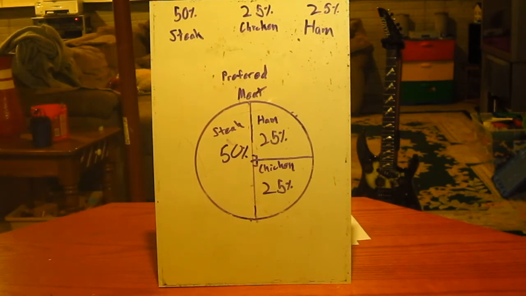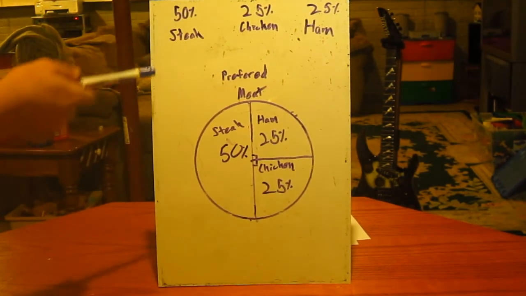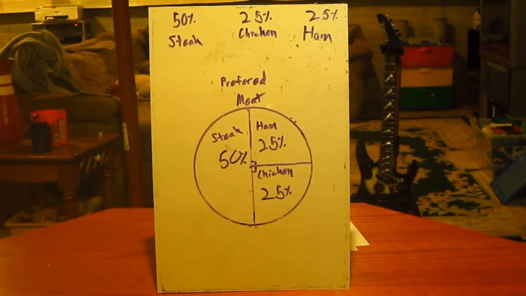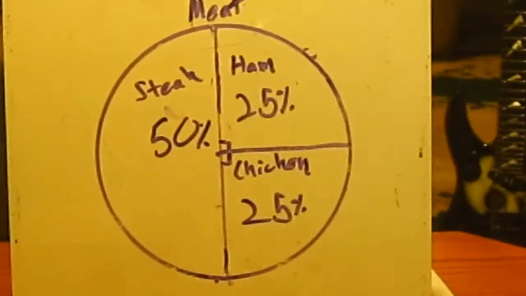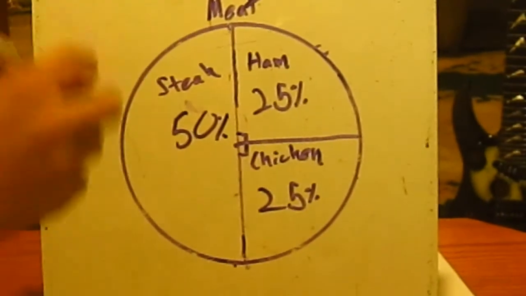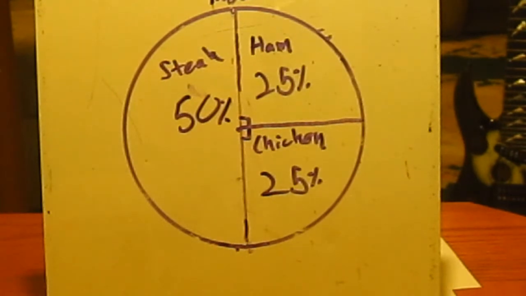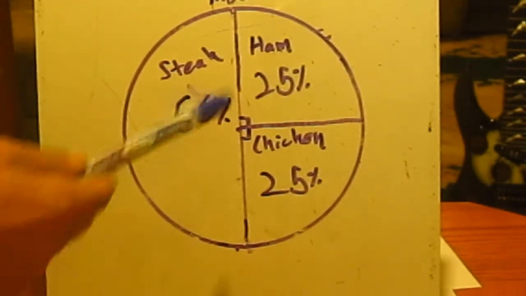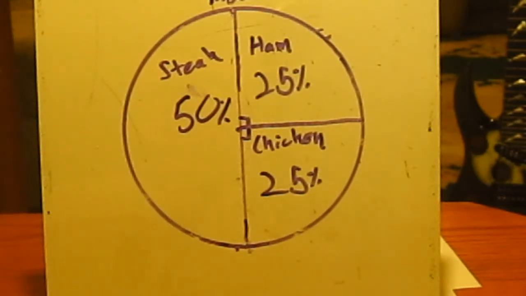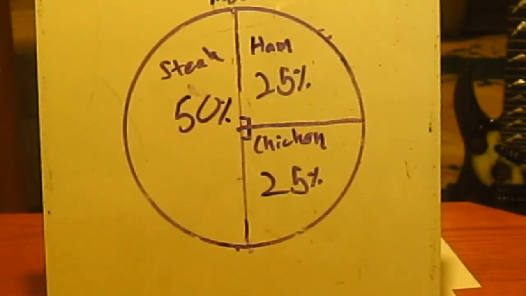And so we interviewed 20 people. 10 of those people, they like steak. Now, if there was 20 people and 10 of them like steak, that would be 50%. So here's our steak. Now, in a whole circle, there's 360 degrees. Half of 360 is 180, and because it's 50%, you'd have to do half. And so here's our steak. It is also a straight angle.